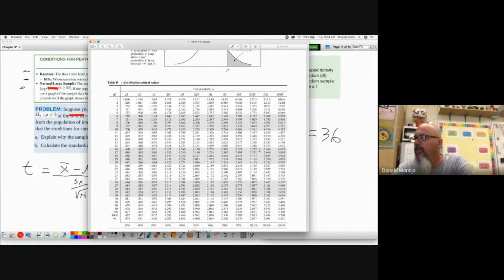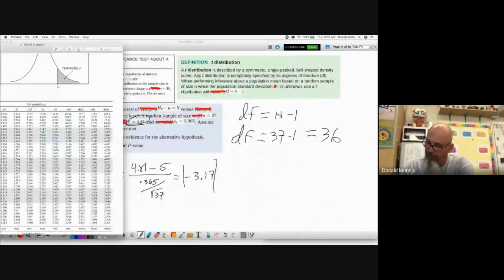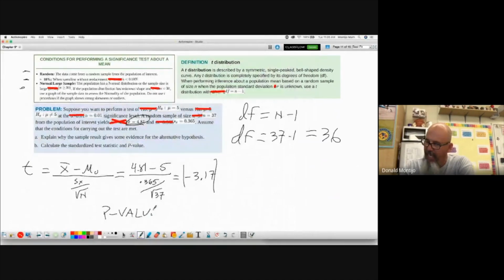So I go up to the top and I see that my p-value is greater than 0.001, but less than 0.0025. So I can find a range of my p-values. My p-value is in between 0.001 and 0.0025. So I can't find the exact p-value, but I know that it's greater than 0.001 and smaller than 0.0025.